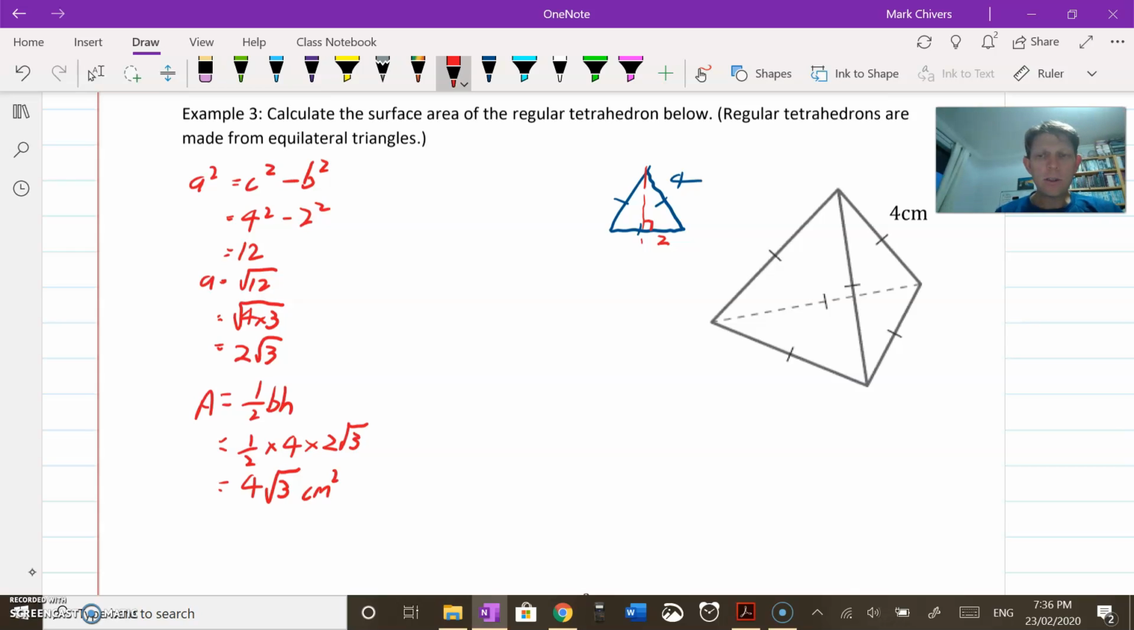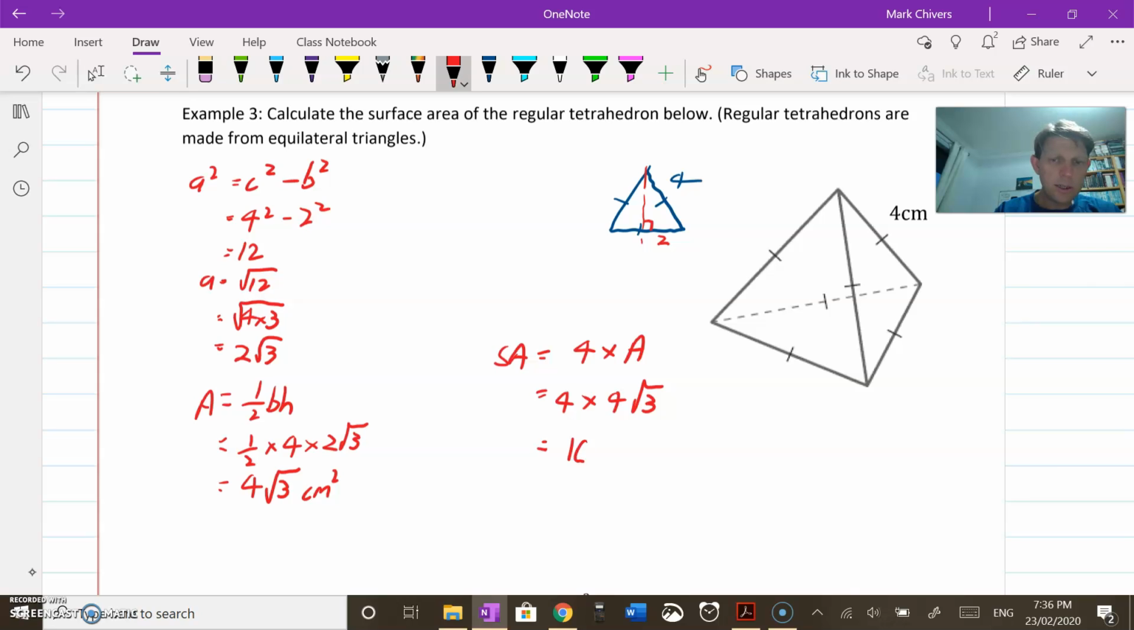So now, because that pyramid is made up of 4 equal sized triangles, the surface area is just 4 times the area of one of those triangles, which we've already just worked out. So the surface area is just going to be 4 lots of 4 root 3.